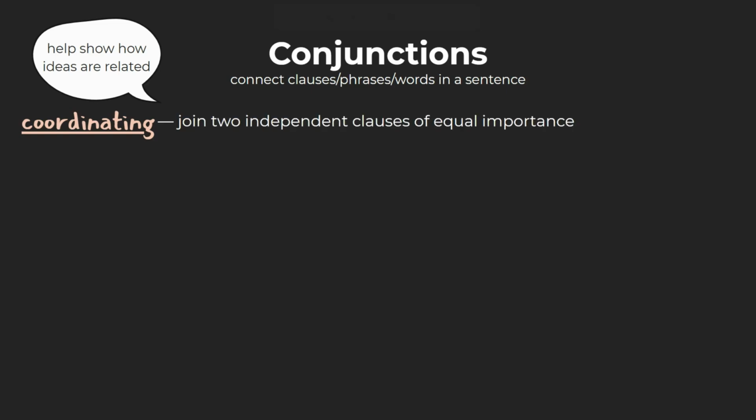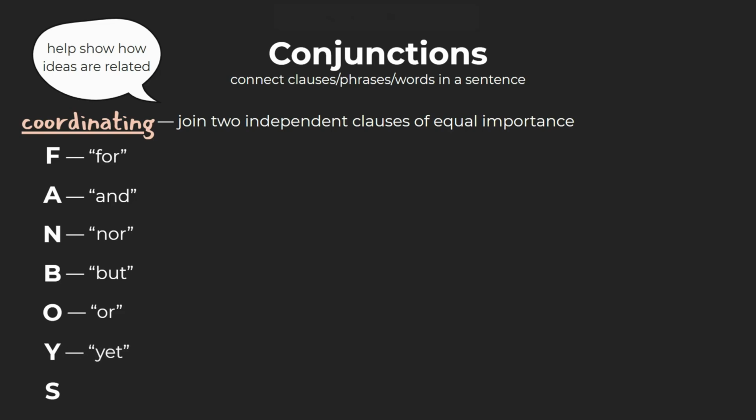Coordinating conjunctions join two independent clauses or words that are of equal importance in a sentence. You can remember them by using the acronym FANBOYS: for, and, nor, but, or, yet, and so. Let's give an example for each conjunction.